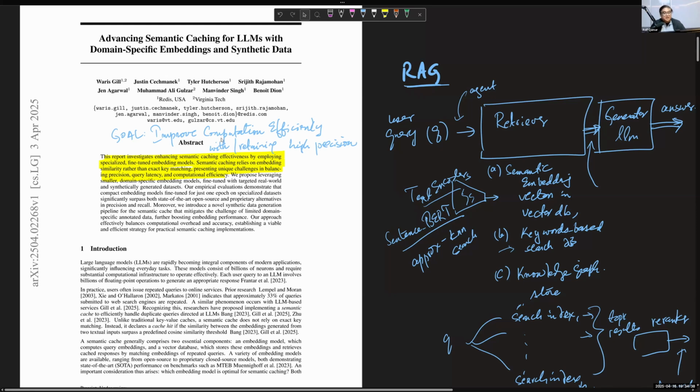We propose leveraging, and now what this paper says is, we propose leveraging smaller domain-specific embedding models, fine-tuned with target real-world and synthetically generated data.